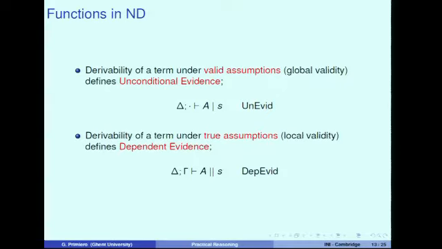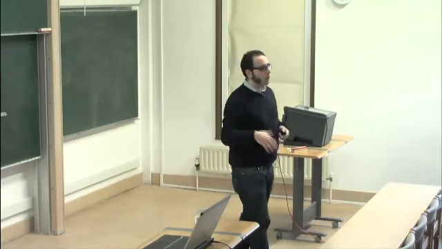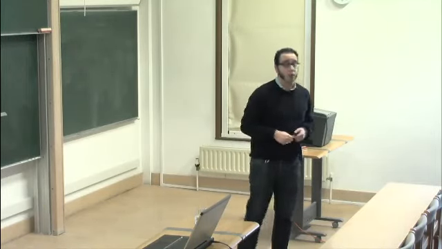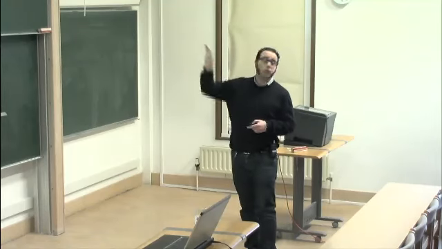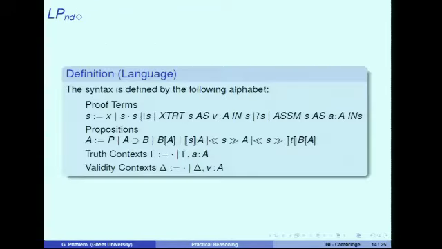and an unconditional evidence holds if the assumptions on the left hand side of the sequent are all valid assumptions. So here you see this is just delta. The case of a dependent evidence, which is indicated by the double bar, is given when the derivation is allowed from a sequent that contains not only valid assumptions but also at least one true assumption, so one assumption that is not already discharged. And these will be the two basic formulas of the natural deduction calculus.